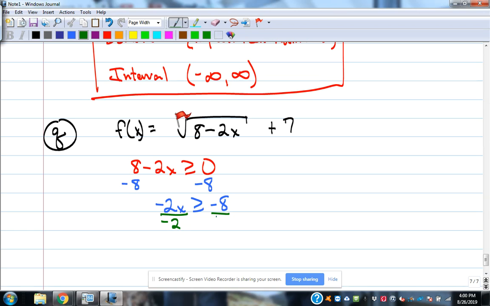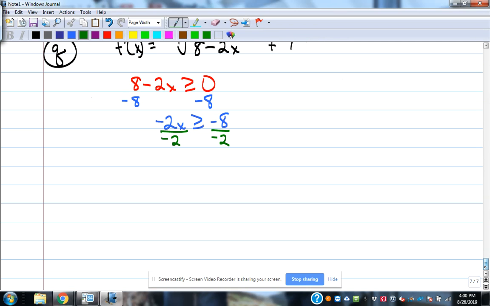Divide by negative 2, right? What is the rule that happens if I divide by a negative when I'm solving inequalities? Y'all remember that? That's right. You've got to flip that symbol around. Instead of a greater than or equal to, it becomes a less than or equal to. And then negative 8 divided by negative 2 is positive 4. So anytime you multiply or divide to solve an inequality, you've got to flip that symbol around. Okay, so x is less than or equal to 4.